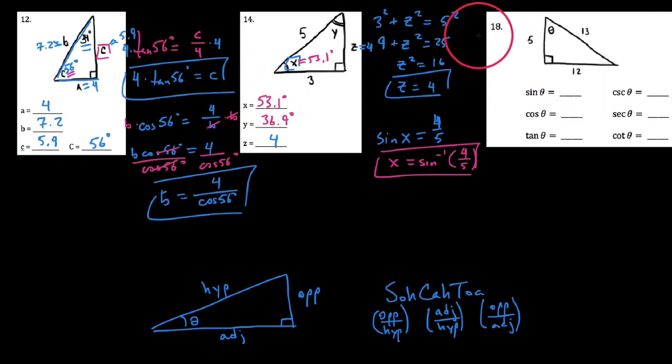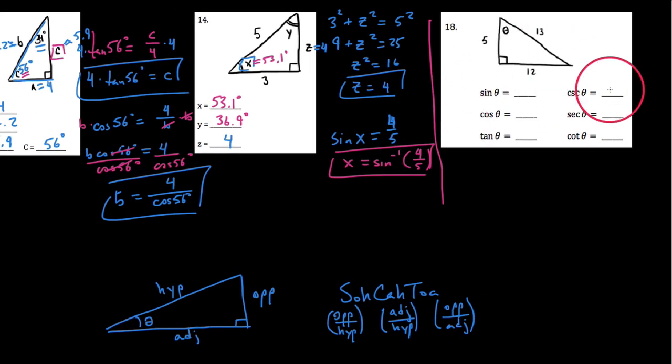So let's take a look at 18 as this last example. Basically, what I want to be able to do is find our 6 trig ratios of this triangle right here given the angle theta. And so we notice that we know all 3 sides. We don't need to use Pythagoras here. We just need to relate our sides to one another. So we'll start with sine, cosine, and tangent. Then we'll go and get their reciprocal.